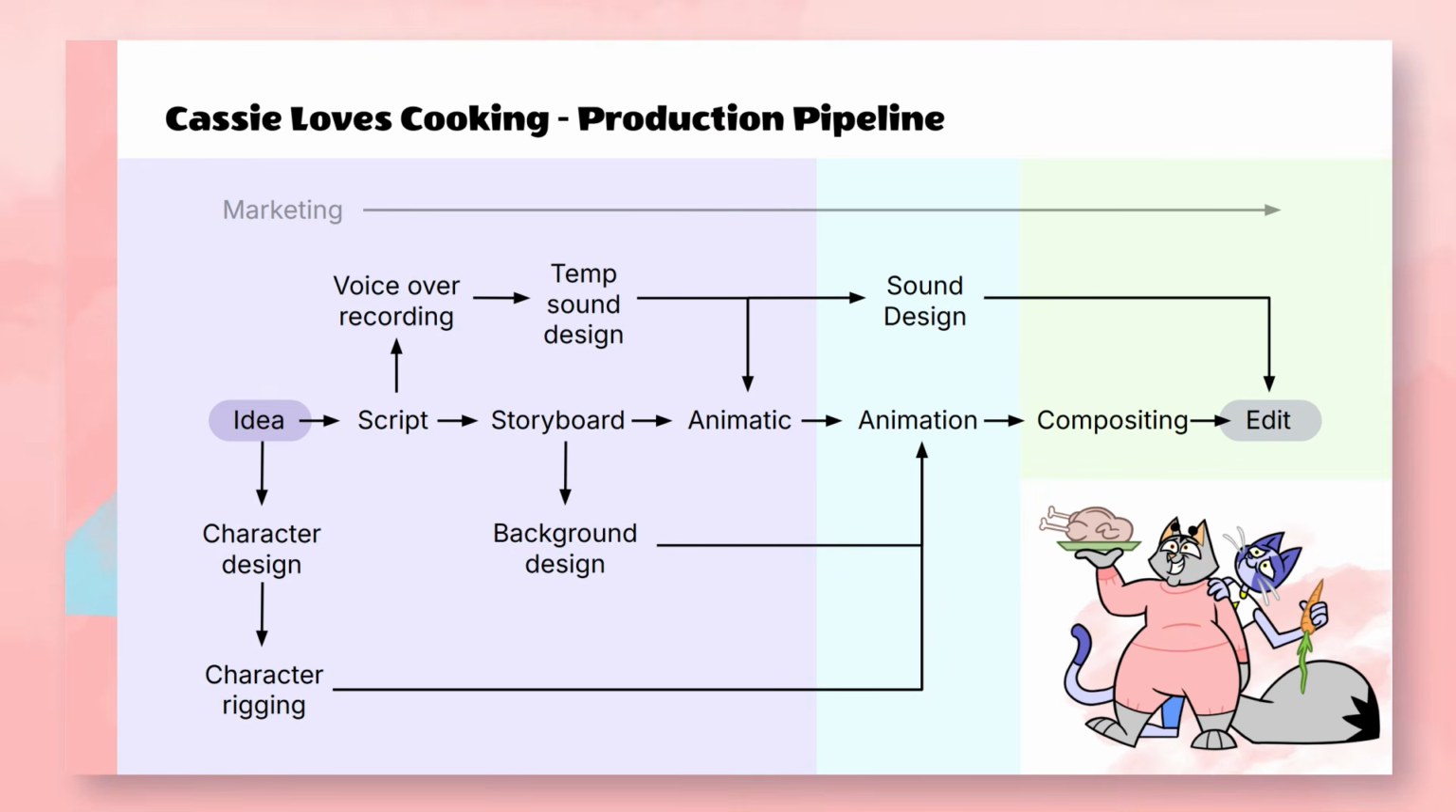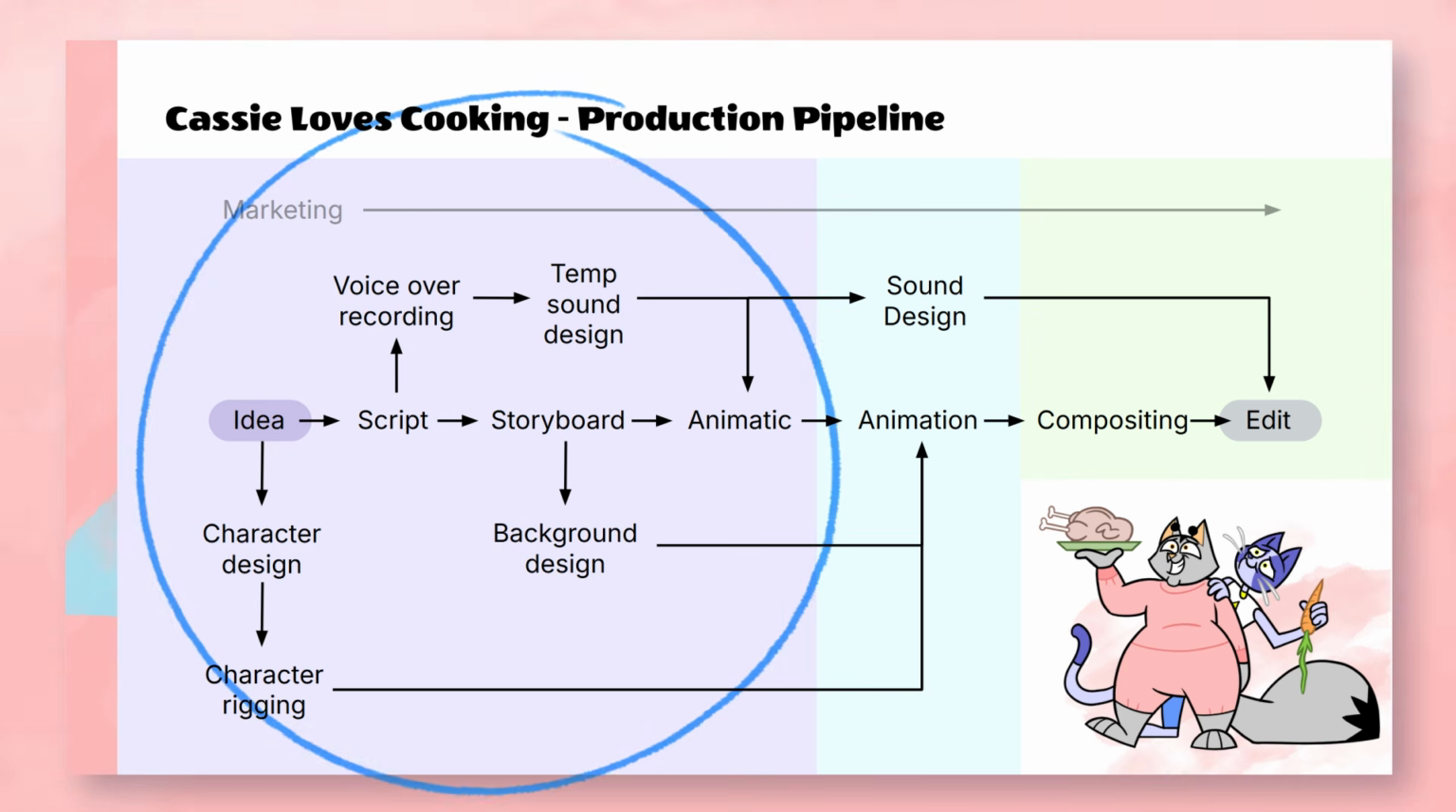I am going to show you a cool picture of the Cassie Loves Cooking production pipeline, but you can find these all over the internet from a variety of studios, all following a similar structure. In this pre-production stage, you'll turn your idea into a script and then break that script down into storyboards and finally turn those boards into an animatic.